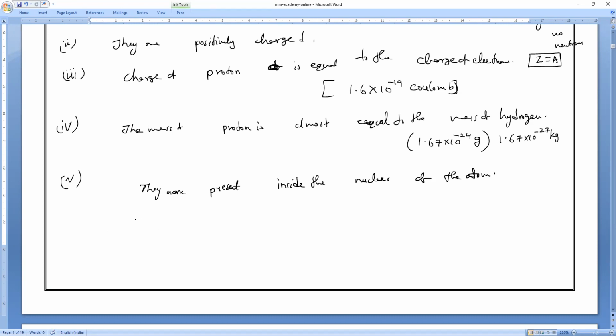Next, the positive charge of the nucleus is due to the presence of whom, guys? Why does the nucleus have positive charge? Because of protons. Protons. That is what you have to remember.